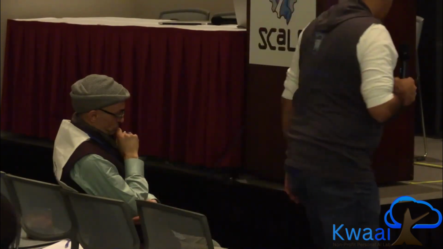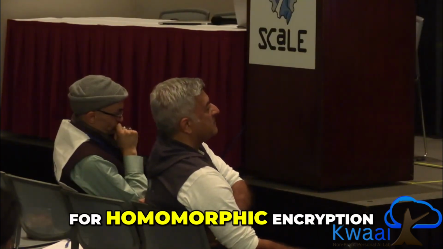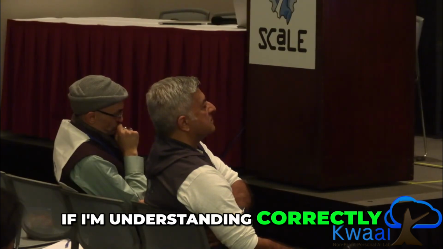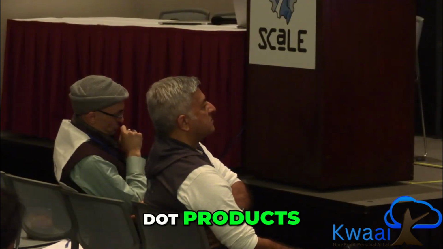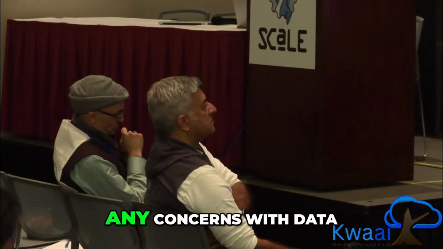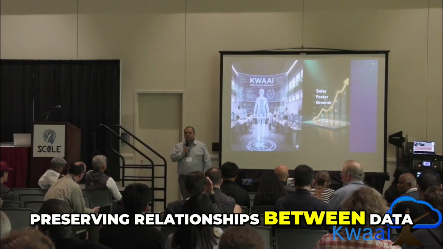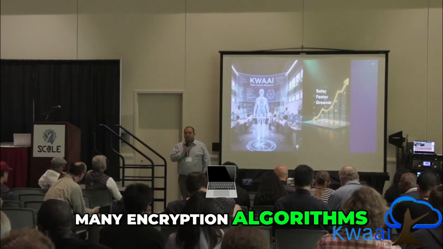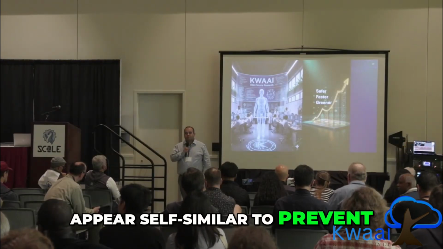This is more of a question for the presenter. The methodology in use for homomorphic encryption, you're preserving the properties of the dot product between the vectors, if I'm understanding correctly? Yeah, so we examined L2, cosine similarity, and dot product. Do you have any concerns with data leakage by virtue of the fact that you're preserving relationships between data that is supposed to be confidential? Many encryption algorithms specifically make self-similar information not appear self-similar to prevent this sort of leakage.